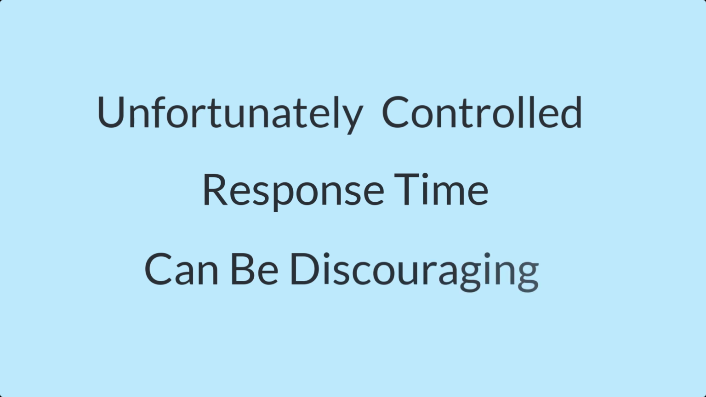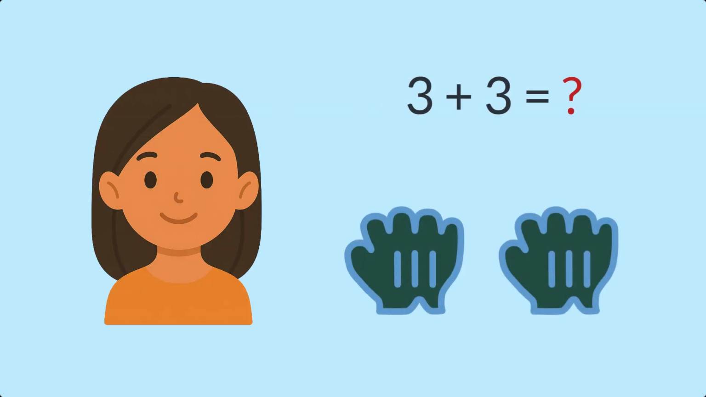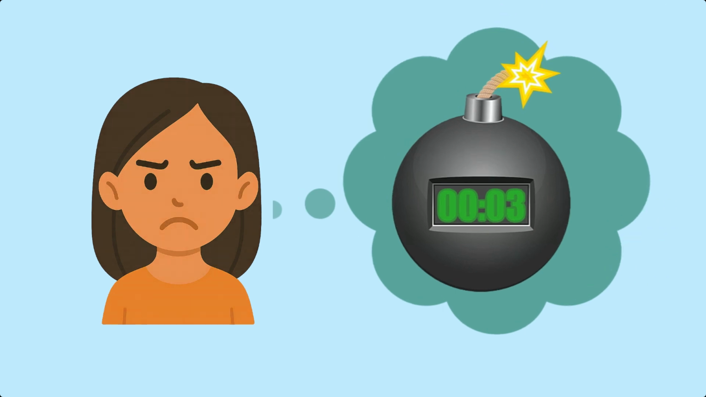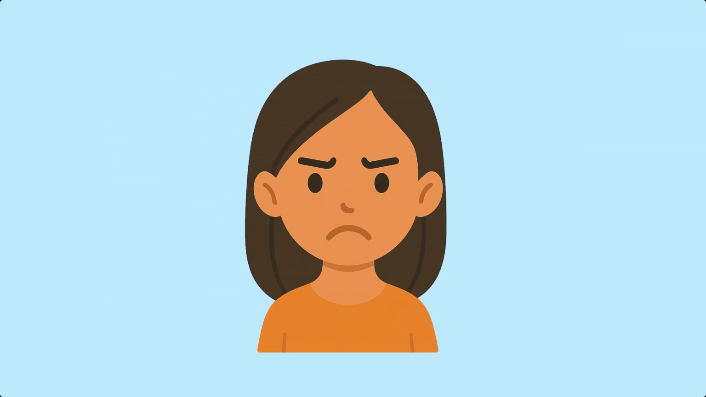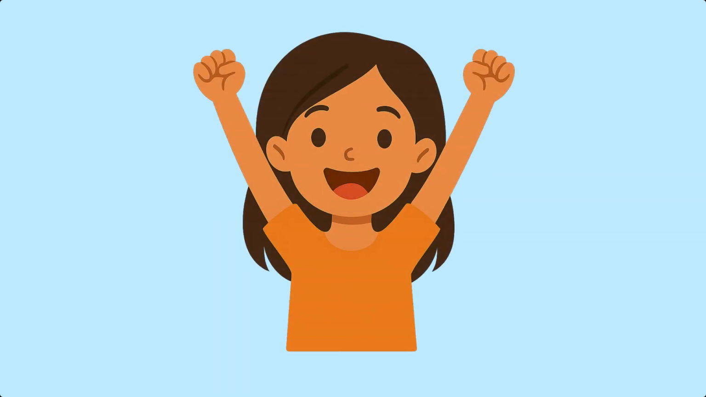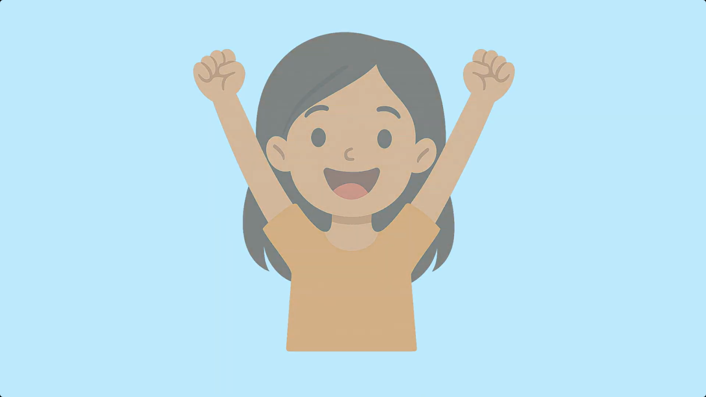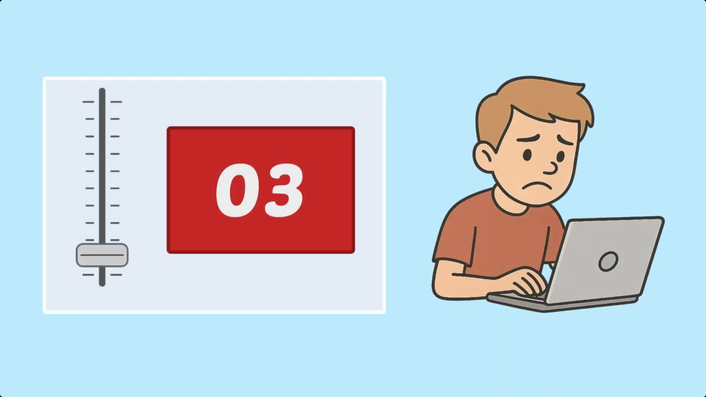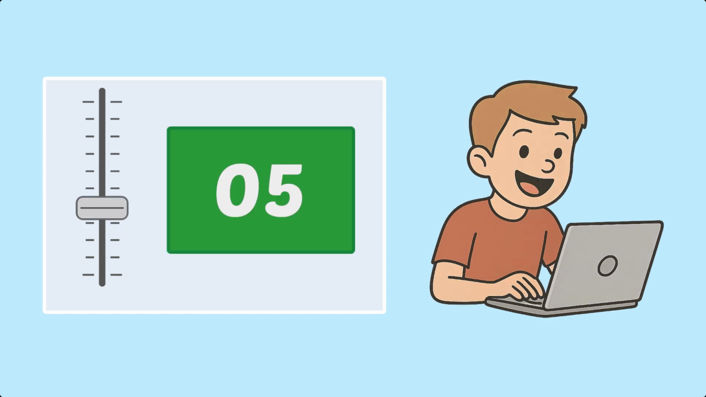Unfortunately, controlled response time can be discouraging. A student who feels they know the answer because they can calculate it using counting strategies is frustrated when they run out of time. As we work on developing fact fluency with our students, we need to do what we can to counter the sense of frustration. Adapting the pace to allow a near errorless performance is one way of reducing the amount of frustration that students feel.